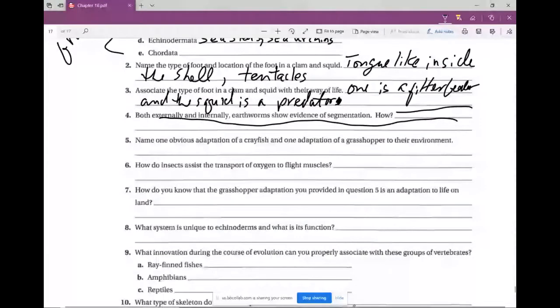Name one obvious adaptation of a crayfish and one adaptation of a grasshopper. Crayfish? An adaptation is just something that the crayfish has that no other animal that we've seen so far has. You can say gills, right? While the grasshopper has those other two things, right? Spiracles. Did you say wings? Jumping legs?